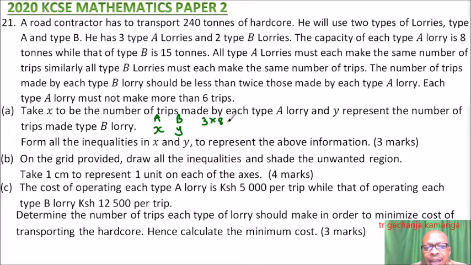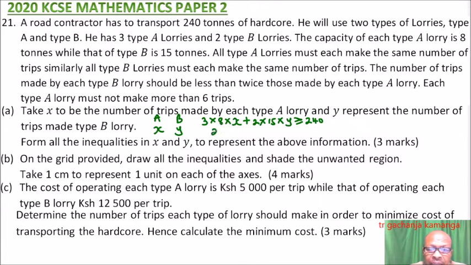If we take X to represent the number of trips made by A, then that will be the amount to be transported by A. Then we have type B, there are 2. Each is carrying 15 tons, and we say it will take Y number of trips. This should be greater or equal to 240, which is the hardcore to be transported.